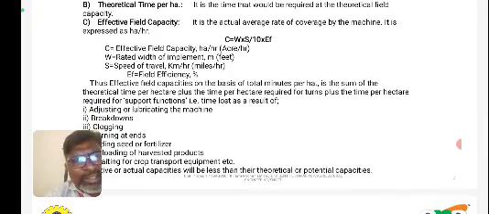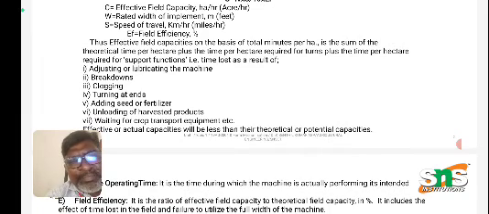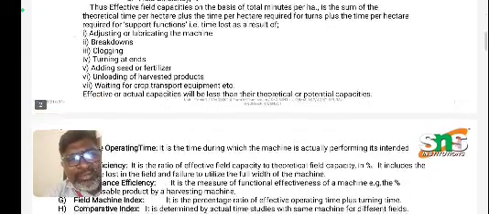Thus, effective field capacity on the basis of total minutes per hectare is the sum of the theoretical time per hectare, plus the time per hectare required for turns, plus the time per hectare required for support functions. That is the time lost as a result of adjusting or lubricating the machine, breakdowns, cloggings, turning, attendants adding seed or fertilizers, unloading of harvested products, and waiting for crop transport equipment. The effective or actual capacity will be less than the theoretical or potential capacity. We know this very well. When we calculate the theoretical capacity it will be more, but the actual capacity will be slightly reduced compared with the theoretical capacity.